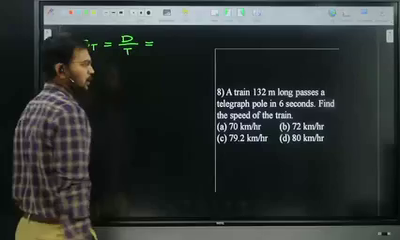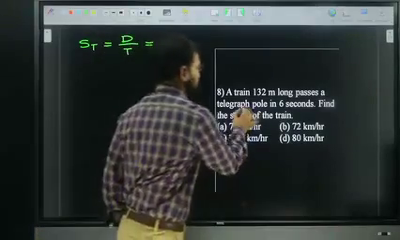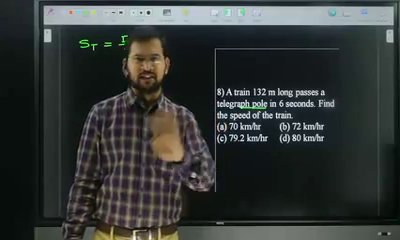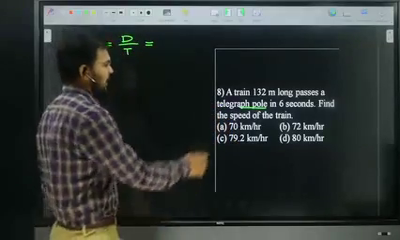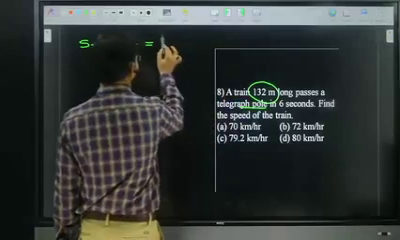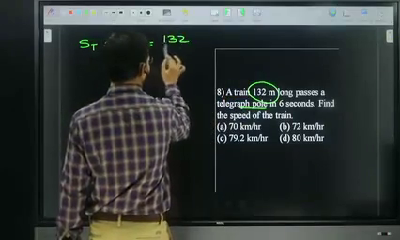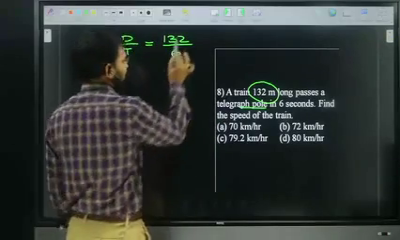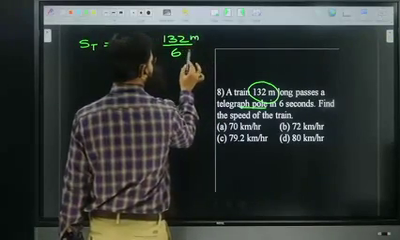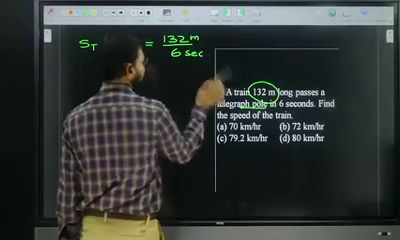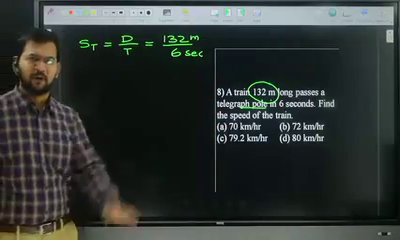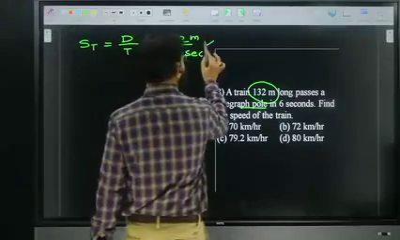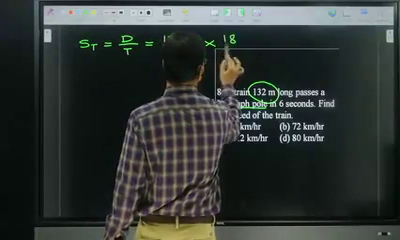Here the train passes a pole. Whenever a train passes a pole, the distance is nothing but the length of the train itself. Length of the train is 132 meters, by 6 seconds. Here this is in meters per second, but the options are in kilometers per hour. So I need to convert them into kilometers per hour. How am I converting? I need to multiply it with 18 by 5.